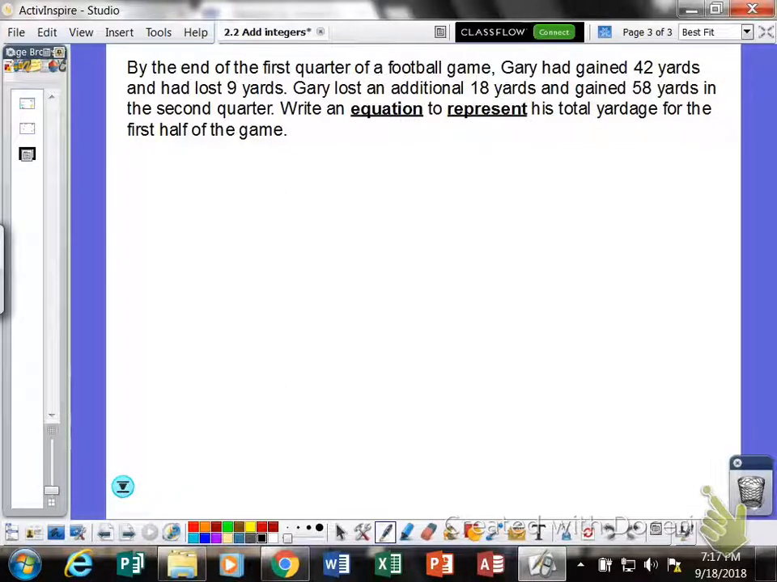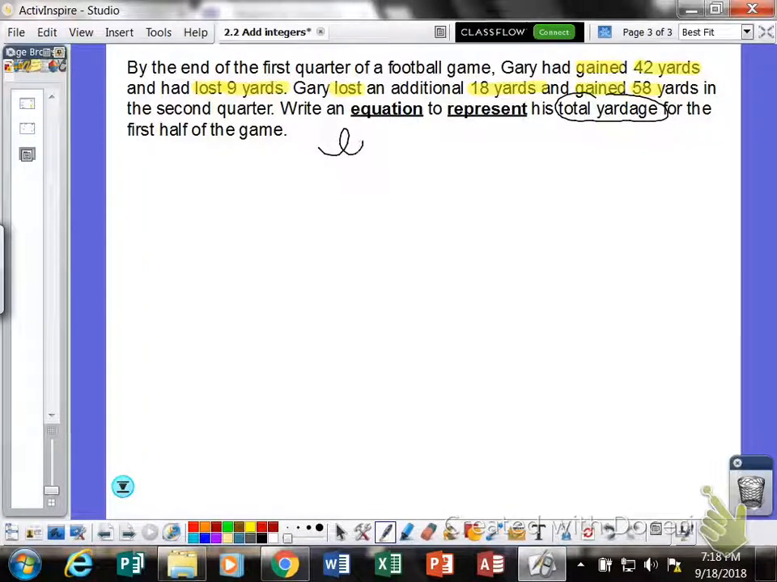By the end of the first quarter of a football game, Gary had gained 42 yards. That's important. Gained 42 yards. Lost 9 yards, so lost 9 yards. Gary lost an additional 18 yards and gained 58 yards in the second quarter. Write an equation to represent his total yardage for the first half. Okay, equation. And we want his total yardage.